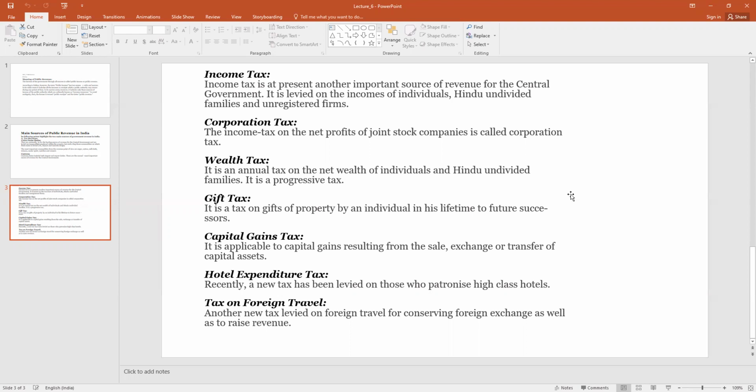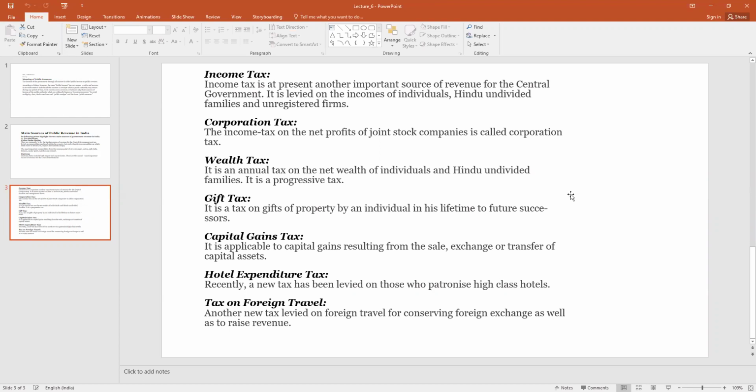Hotels are available, 5-star, 7-star hotels. So when you are making expenditure on the accommodation of such hotels, we have to pay hotel expenditure tax, because more money has been used to reduce taxes. For example, why has that hotel expenditure tax come?